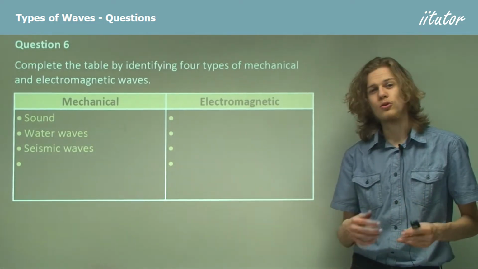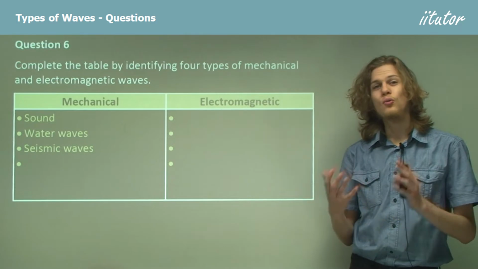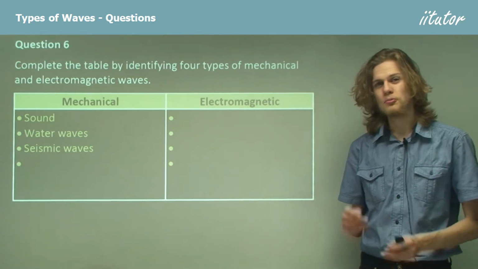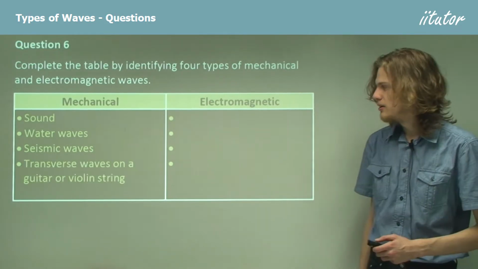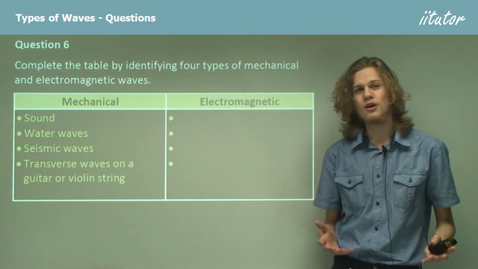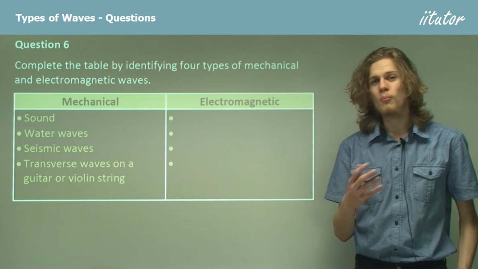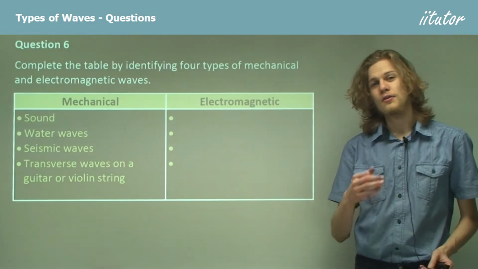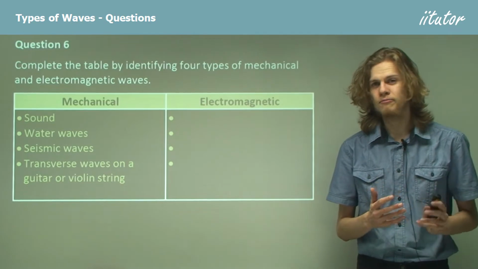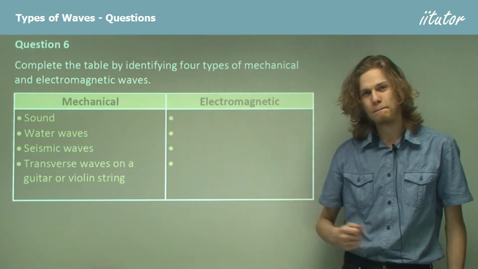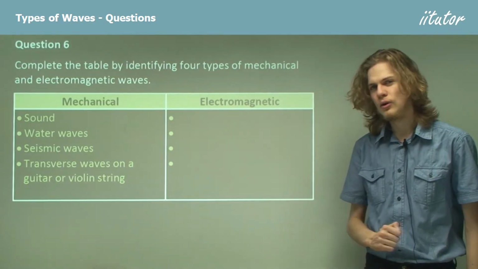Seismic waves, which cause earthquakes, travel through the ground like a sound wave, except rather than air particles vibrating, rock particles are vibrating. Finally, transverse waves on a guitar or violin string. If we pluck or bow a guitar or violin string, the string will vibrate, and that will cause the air particles near it to vibrate, which will of course produce sound. Alright, so we've listed 4 different mechanical waves now.